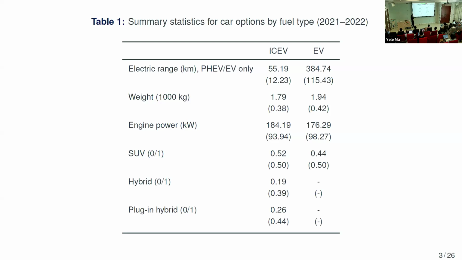And then we have also some statistics on the hybrid and the plug-in hybrid. As you can see, among the internal combustion cars that we observe, a share of them still has some kind of electric component, so the hybrid or plug-in.